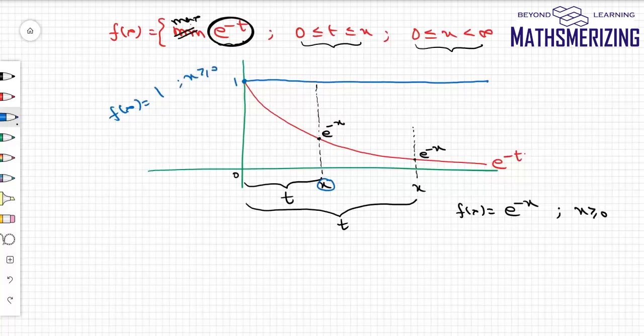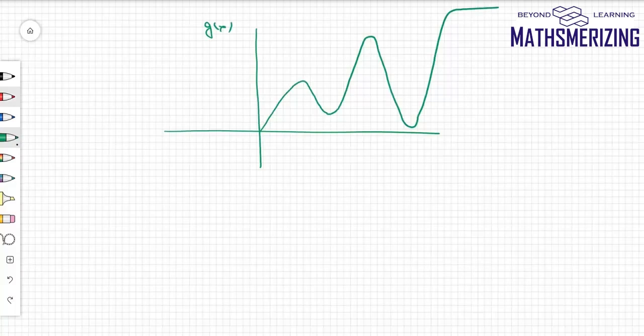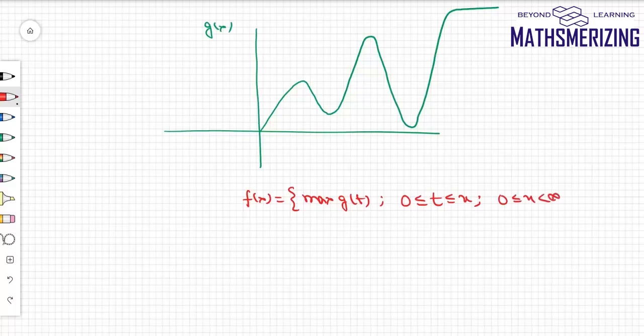Now we have discussed two simple cases when the function is either always increasing or always decreasing. In other cases, the function may be increasing as well as decreasing. Now suppose I'm given the graph of some function g(x) and I need to draw the graph of some function f(x) which is defined as maximum of g(t) when t lies between 0 and x, when x lies between 0 and infinite. So that means at any point x, I'll need to find the maximum value of g(t) in the interval 0 to x.